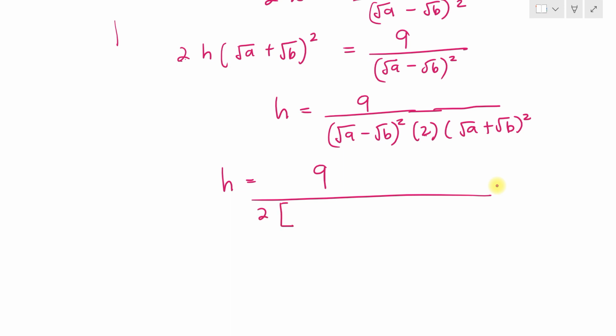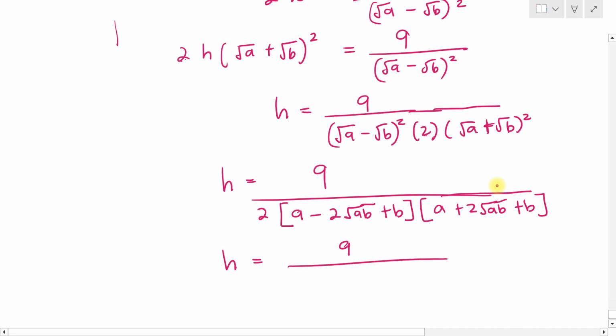Okay, square root a times square root a is square root a squared, we get a. Tengah-tengah is minus 2ab. I just now show you how to expand, plus b. And then we need to multiply again for plus 1, this one. a plus 2ab plus b. Okay, what it will be? 9.